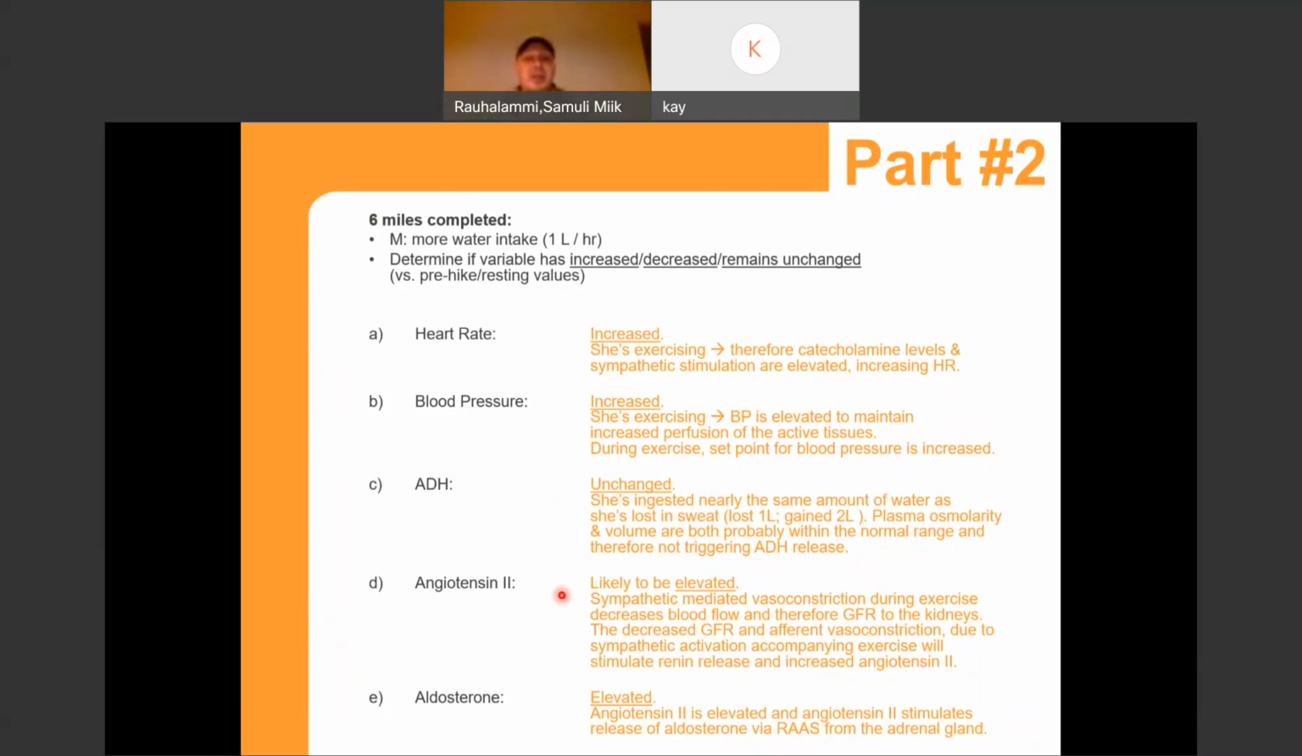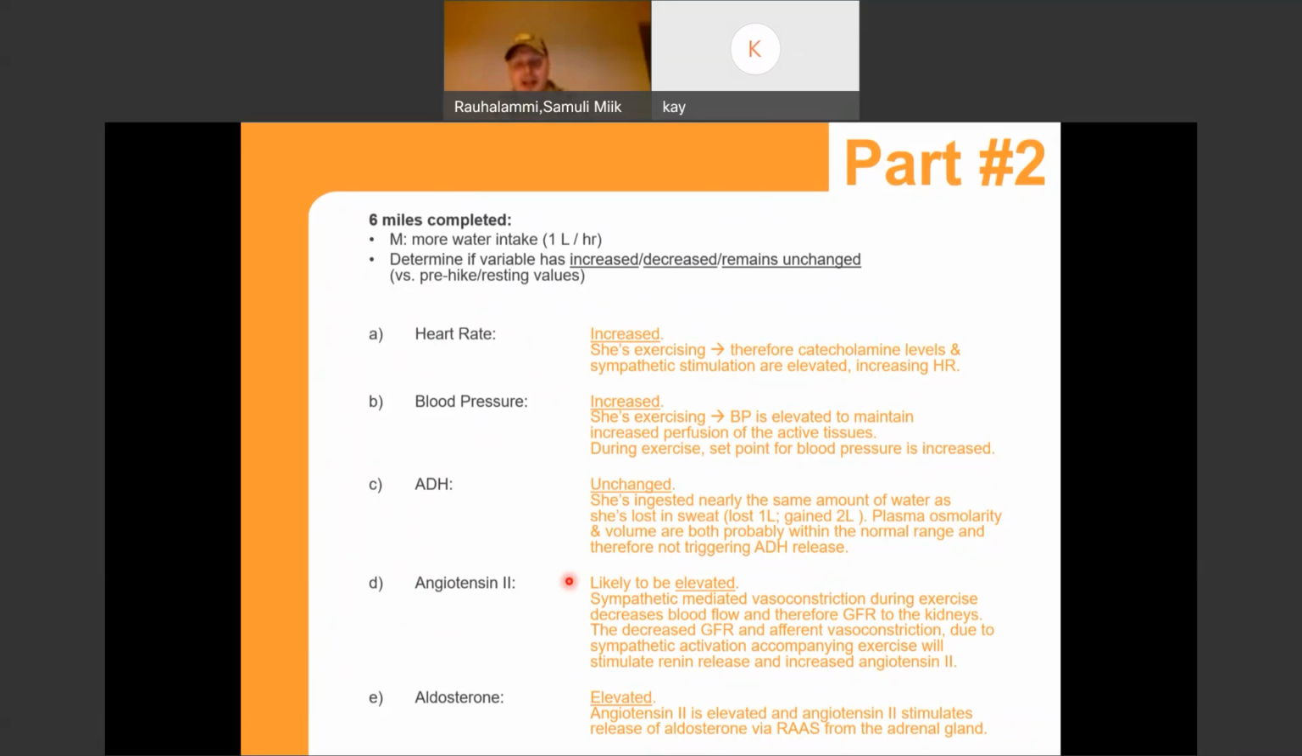When it comes to the angiotensin 2 and aldosterone, both of those are likely to be elevated. And I think we're seeing the same answer that we saw in the case of Carla for angiotensin 2 and aldosterone. So again, she is exercising. So in response to that, the angiotensin 2 goes up. And in response to angiotensin 2 going up, the aldosterone is going to go up as well.